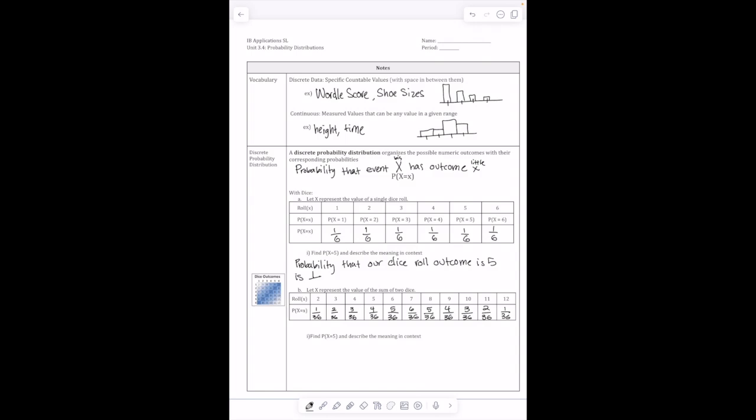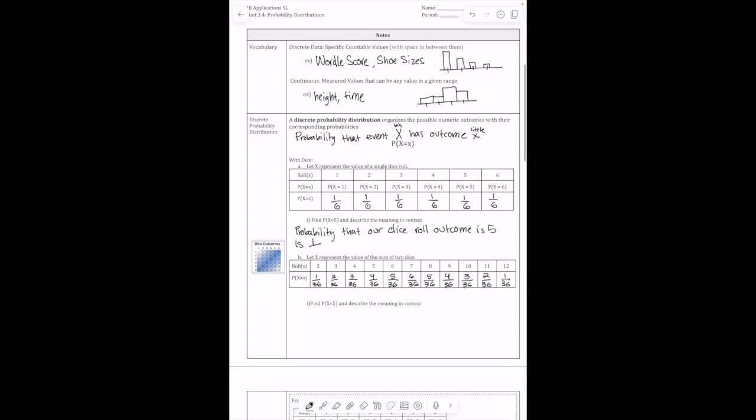Okay, so here, find the probability of big X equaling 5. What that means in context is the probability that our event X, so the sum of our dice, is 5. So probability that the sum of the dice is 5, that is us right here. So 4 out of 36. That would be the same as 1/9 if we simplified that. Okay.